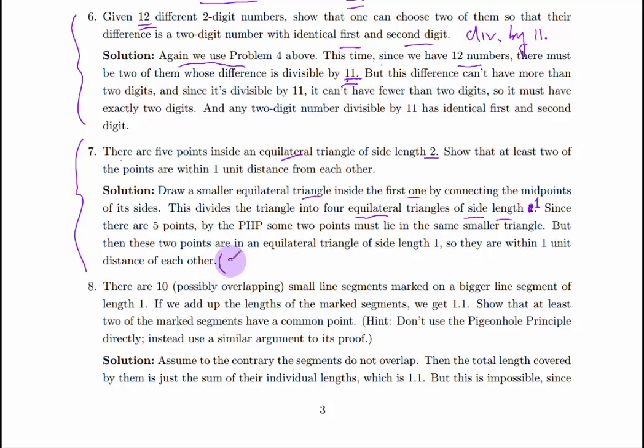I might say a little bit more here, and for instance, you might say, since any circle of radius 1 centered in the small triangle contains the entire triangle, contains the small triangle. Okay. All right.